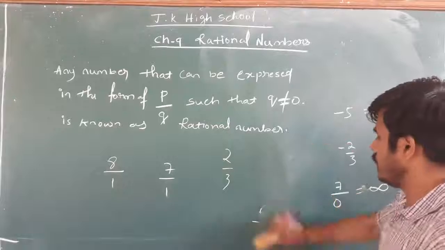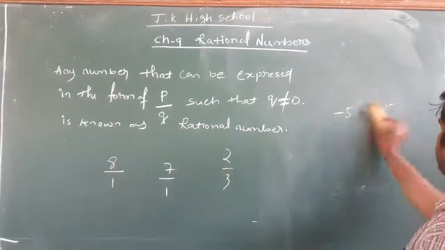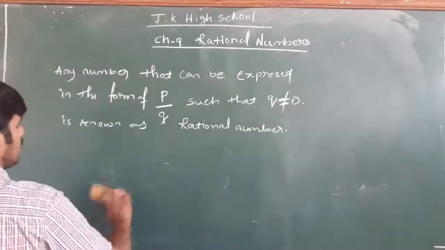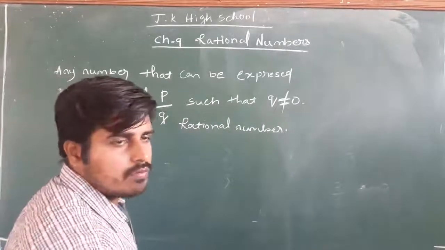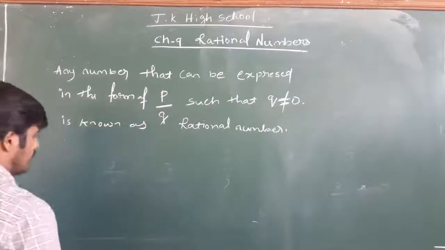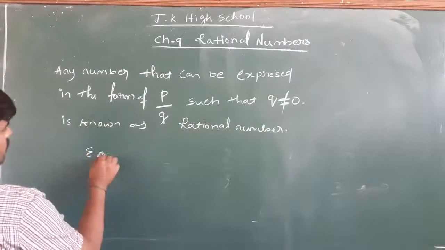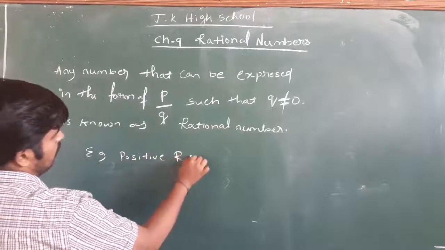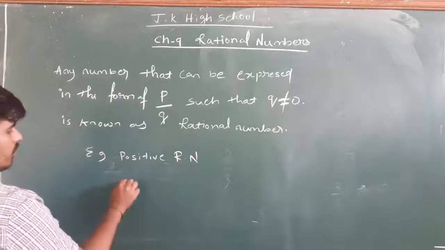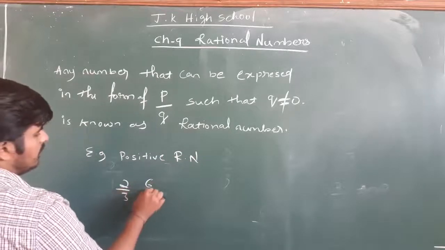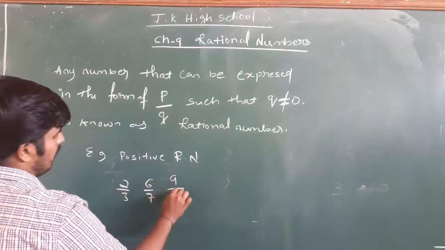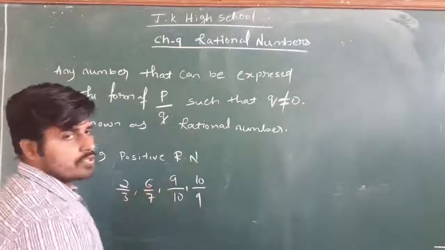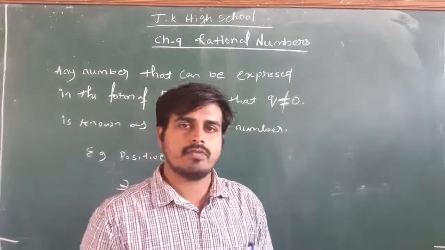So in rational numbers, 2 types are there again. One is a positive rational number, another is a negative rational number. Positive rational numbers have a plus sign. Examples for positive rational numbers: you can take 2 by 3, 6 by 7, 9 by 10, 10 by 9. These are all examples of positive rational numbers because they possess a plus sign.